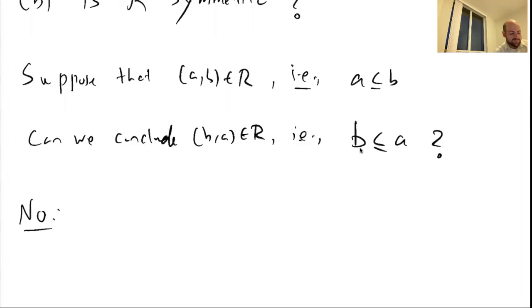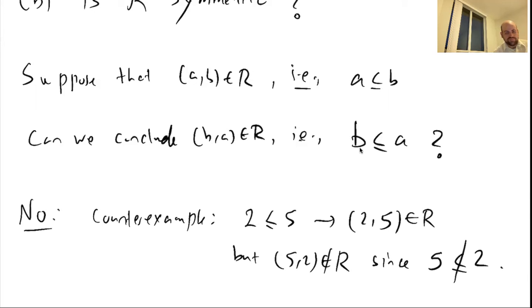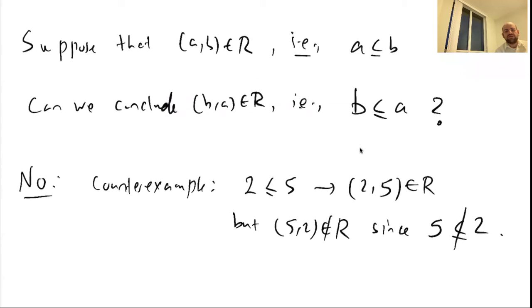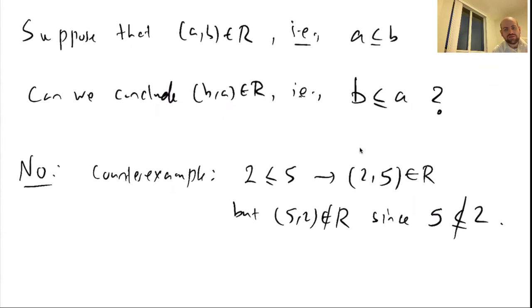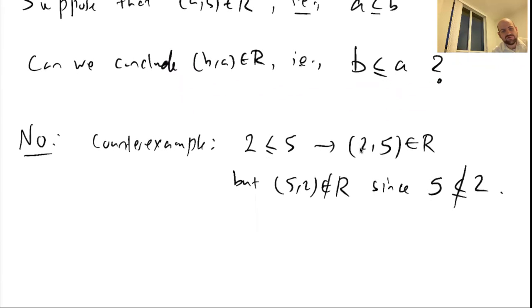The answer is no. Counterexample: 2 is less than or equal to 5. So therefore (2, 5) is in R, but (5, 2) is not in R, since 5 is not less than or equal to 2. Remember, (A, B) is in R if A is less than or equal to B for this type of relation, according to the definition given in the question. So (2, 5) is in R because 2 is less than or equal to 5, but (5, 2) is not in R because 5 is not less than or equal to 2.